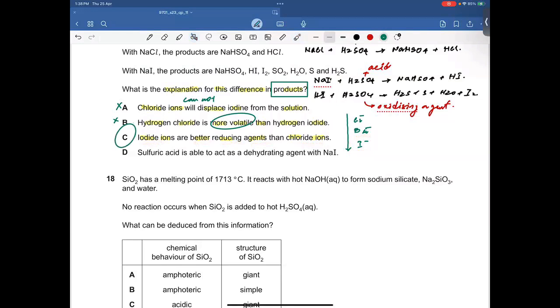Let's talk about the last option. Sulfuric acid is able to act as a dehydrating agent with NaI. I've told you clearly that in the first equation it is acting as an acid, whereas in the second equation it is acting as an oxidizing agent. So in these two equations, H2SO4 is not reacting as a dehydrating agent. Technically, H2SO4 or sulfuric acid is acting as a dehydrating agent in organic chemistry instead of inorganic, right? So D is incorrect.